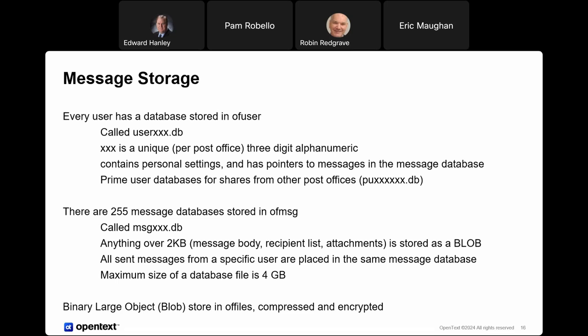As far as the message database is concerned, we have 255 message databases, which are similarly called MSG and a three-digit number, and then db.db, and they contain anything under 2K. Anything over 2K, like the message body, the recipient lists, and attachments, is stored as a blob. Many people think it's just attachments, but in fact, if you've written an essay for your message body that's over 2K, that will go as a blob. Or if you've put 5,000 recipients on this email, that recipient list will go as a blob as well. But anything less than that, as far as the message body and so on is concerned, is going to be stored in that message database.